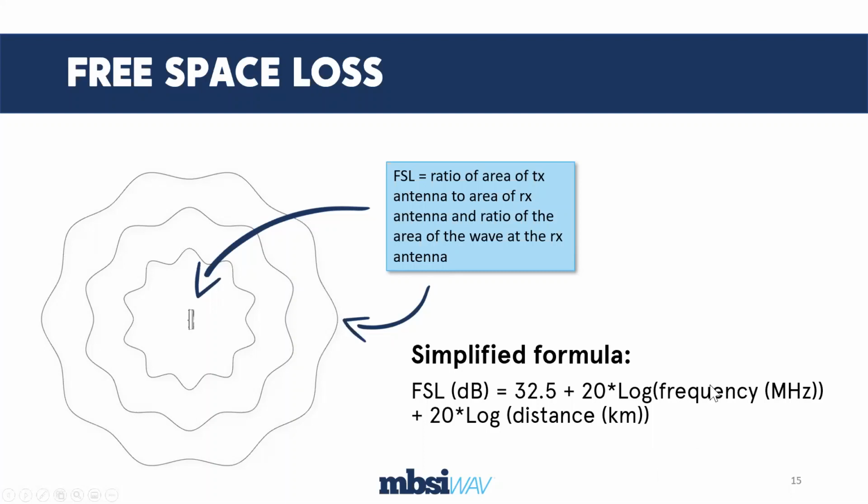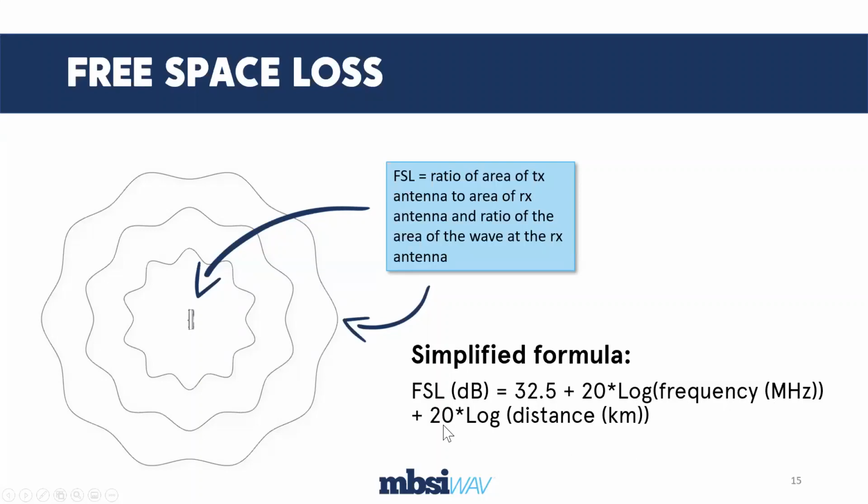The higher we go in frequency, the bigger the 20 times the log of the frequency factor is. So the loss is lower at 900 megahertz than it would be at 5,500 megahertz, for example, or 5,800 megahertz, much different. Every time you double the frequency, you increase the loss by 6 dB. And every time you halve the frequency, you reduce the loss by 6 dB.